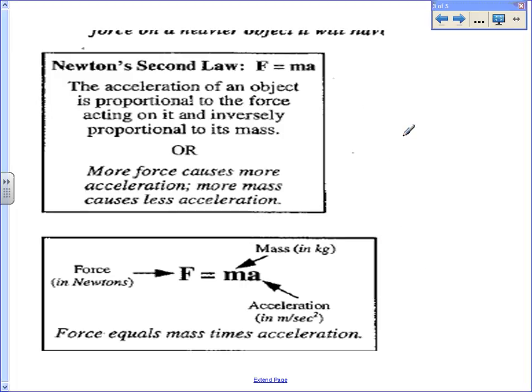Mathematically, we've rearranged it so it says F equals mass times acceleration. Force equals mass times acceleration. We have our units over here in the little box. Force is measured in newtons. Mass must be in kilograms. So if they give it to you in grams, you have to solve for the number of kilograms first. And your acceleration is in meters per second squared.